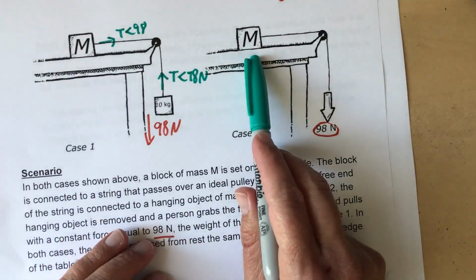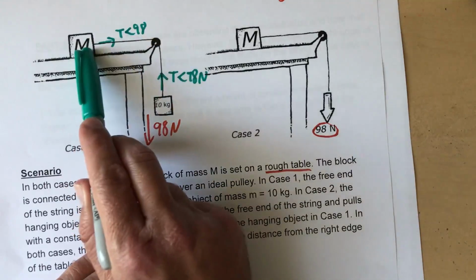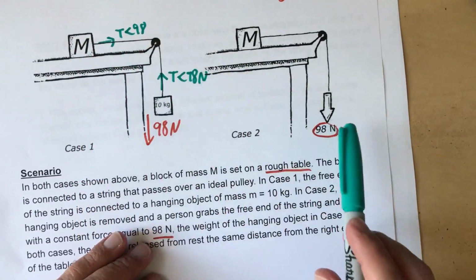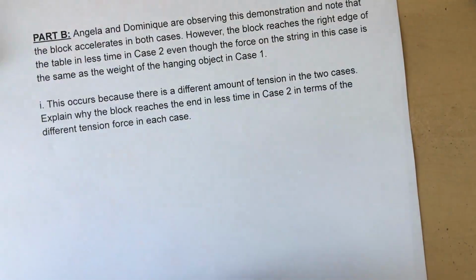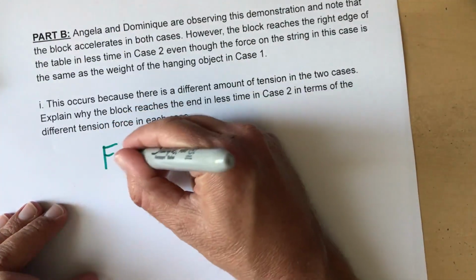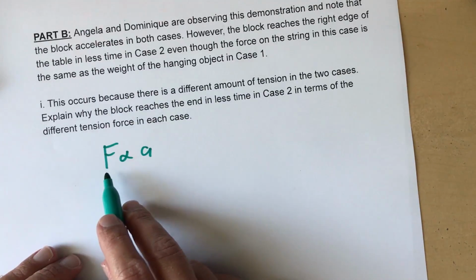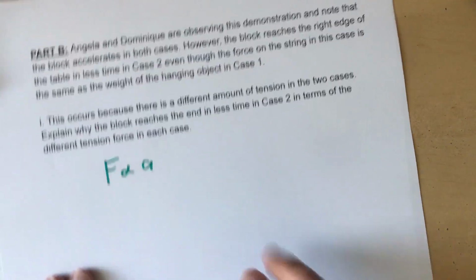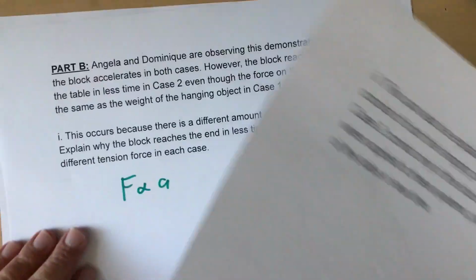So here, this block is basically being pulled with 98 newtons. This one's being pulled with less than 98 newtons. So this one will accelerate more. More force, right? If we say it in the end here, force is proportional to acceleration. So we've got more tension, more force in one, therefore more acceleration. Then they're going to make you argue the same situation, just in different terms.